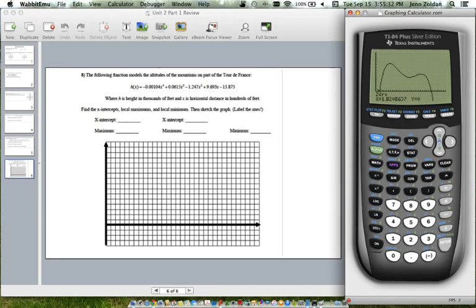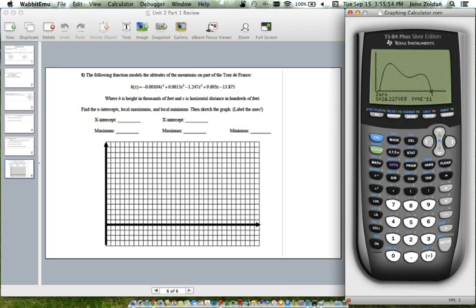So I'm going to do the same thing. I'm going to hit second trace, go to number 2, zero. Now this x-intercept is all the way over here. I'm just going to estimate. The middle is about 15, so I'm going to put 15 for my left bound. And I know I went all the way to 33, so I'm going to go ahead and use 30 as my right bound. Always ignore where it says guess and then hit enter again.